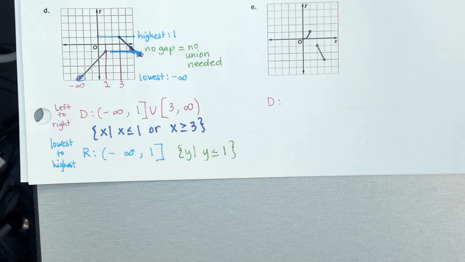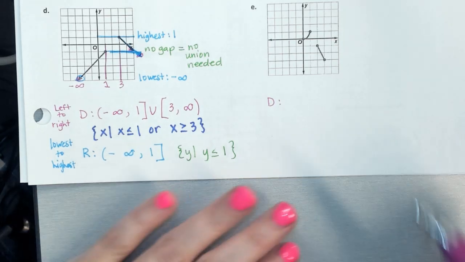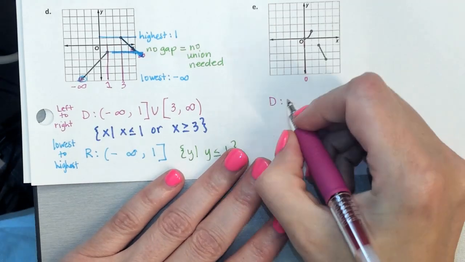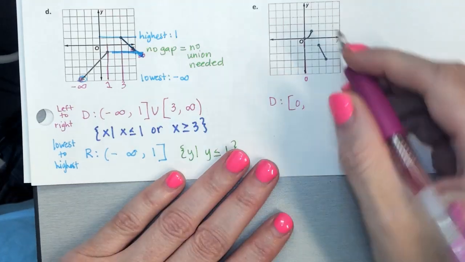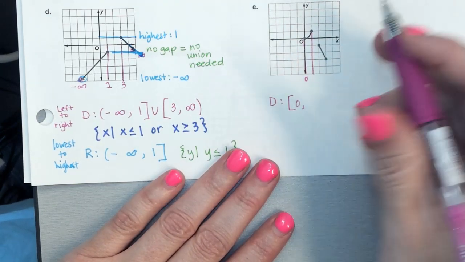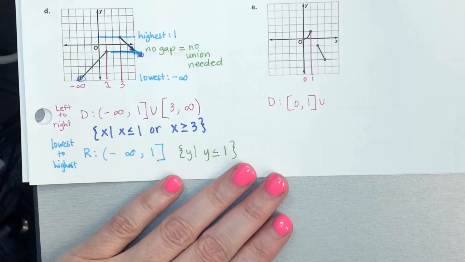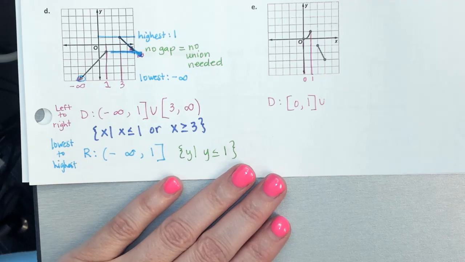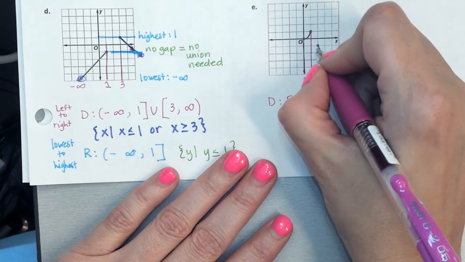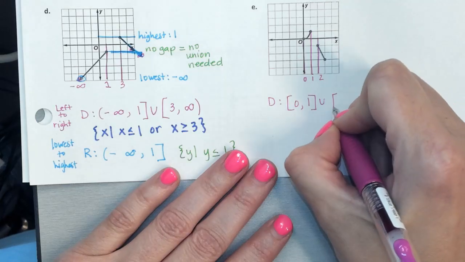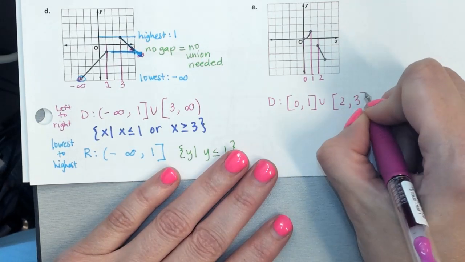Okay, so we're going to start with the left. So what is the lowest number on the left? Okay, so when you're looking at the lowest number, the one that's most to the left is here. So we're going to do 0, and then the next number it connects to would be 1. And then there's a gap there, right? It's not continuous, it's not discrete. So then we're going to do a union, and it picks back up at what number? 2, yep. And it goes to 3.